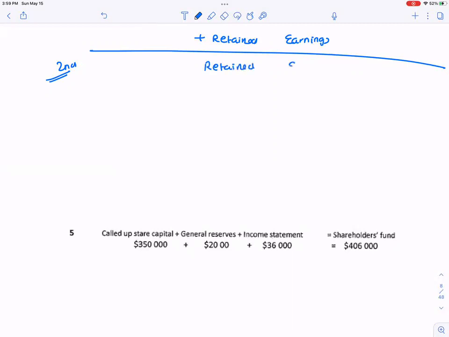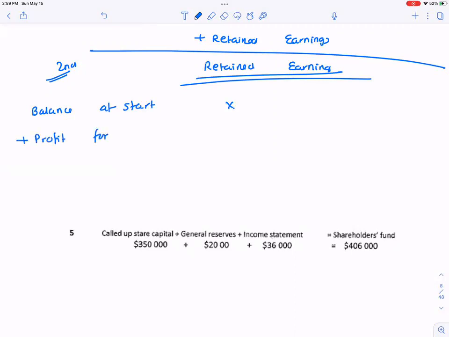So you need to know this format of retained earnings. I'm just putting it over here. First, balance at start. Add the profit for the year, minus transfer to general reserves. This you will minus over here.